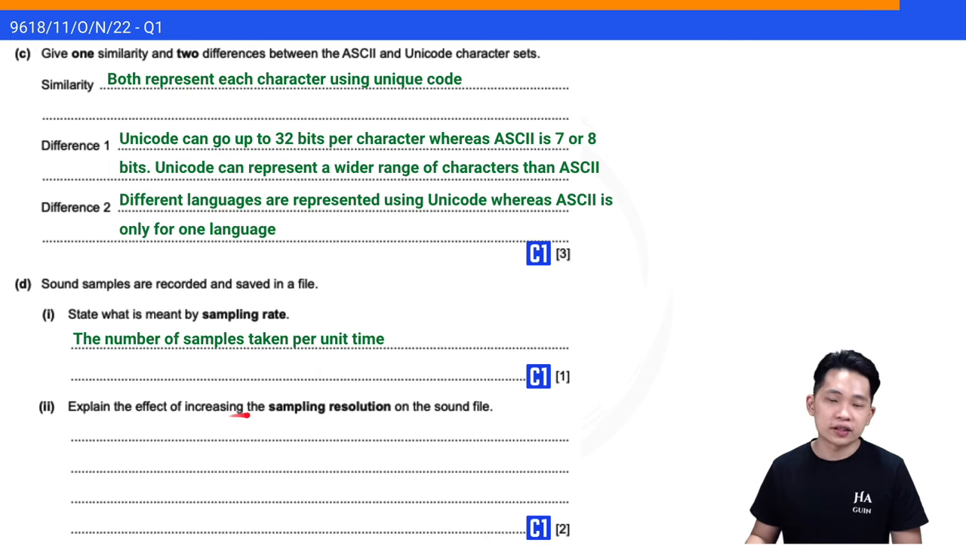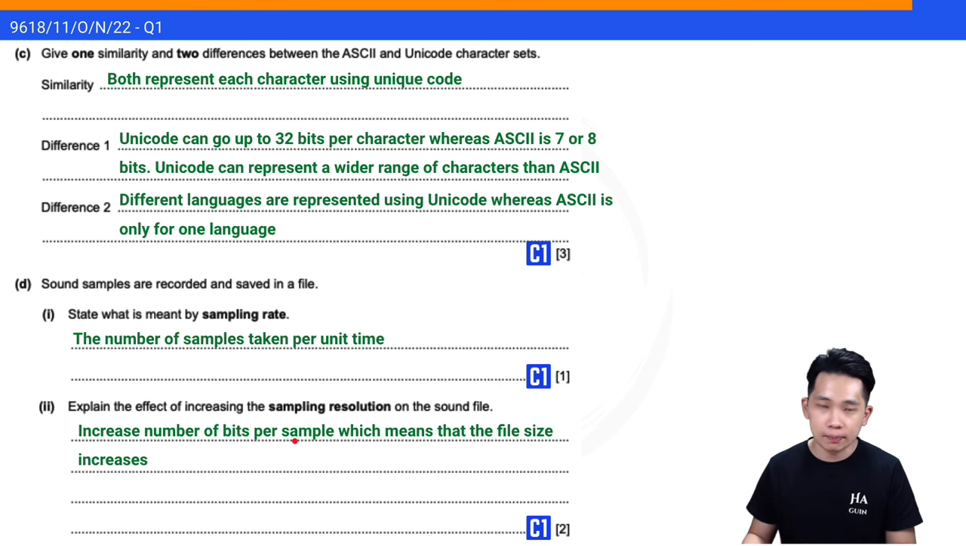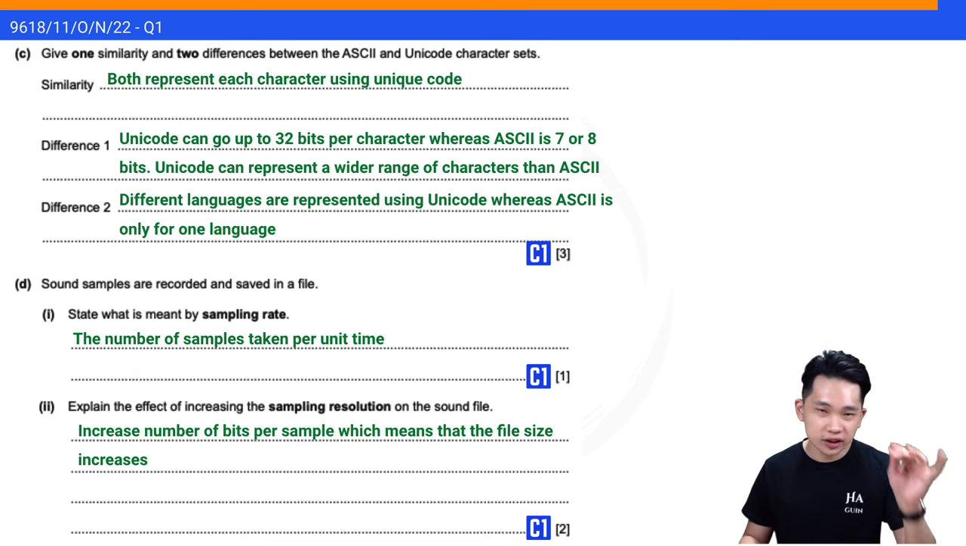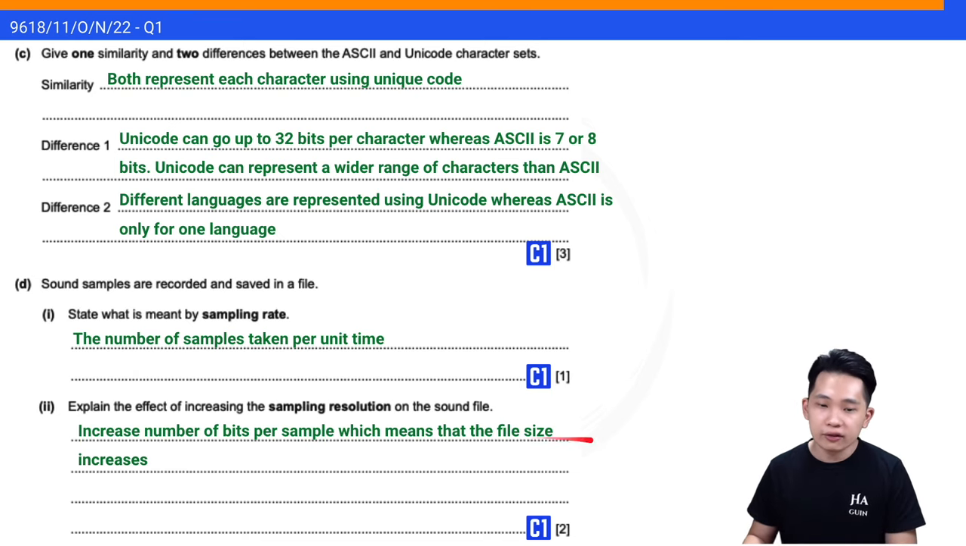So by increasing the sampling resolution, what you do here is that you are just increasing the number of bits per sample. It means that let's say one sample is like 3 bits, you increase from 3 bits to 4 bits, 5 bits, 6 bits, and etc. And the effect of increasing number of bits per sample will be increase the file size. Therefore, this is a 2 marks question. So increasing number of bits for 1 mark, and then file size increases for the other mark.